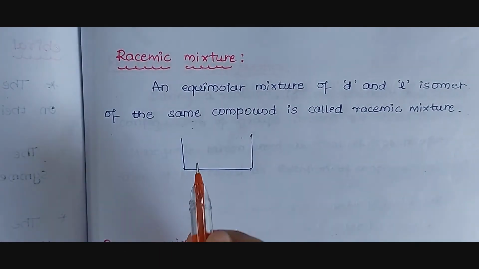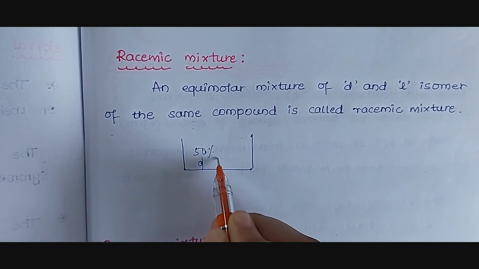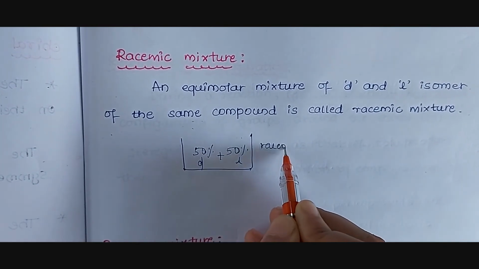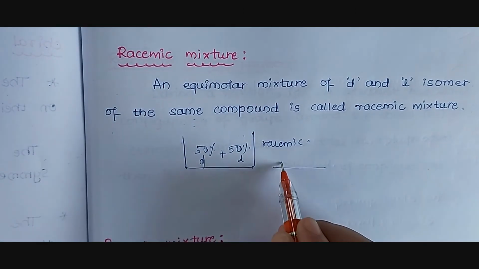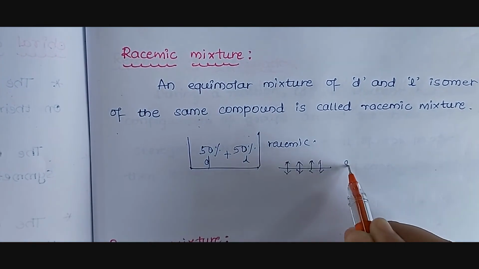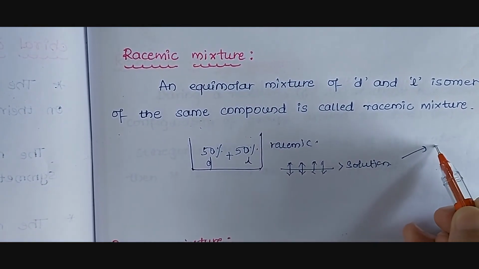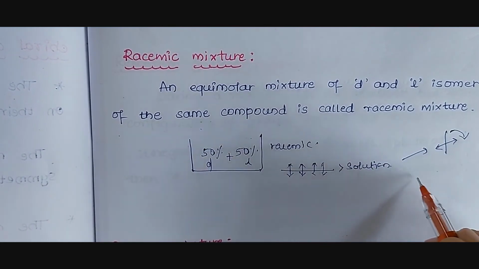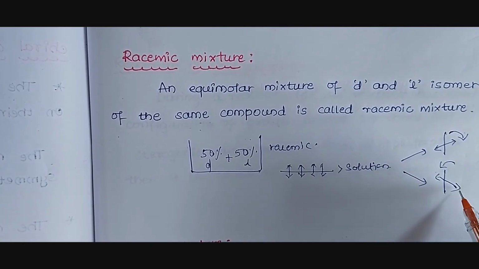Now we'll consider a solution which contains 50% of a dextrorotatory isomer and 50% of a levorotatory isomer, and this mixture we call a racemic mixture. So what happens actually in this mixture? We'll take plane polarized light, which moves only in one plane, and pass it through a solution which contains 50% dextrorotatory compound, which can rotate the plane polarized light in a clockwise direction, and a levorotatory compound, which can rotate the plane polarized light in an anti-clockwise direction.